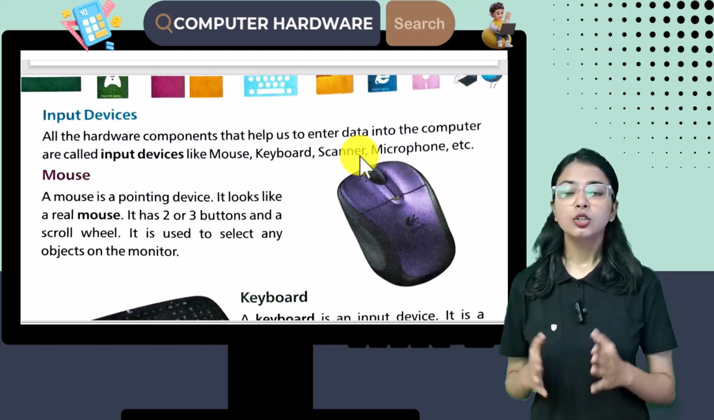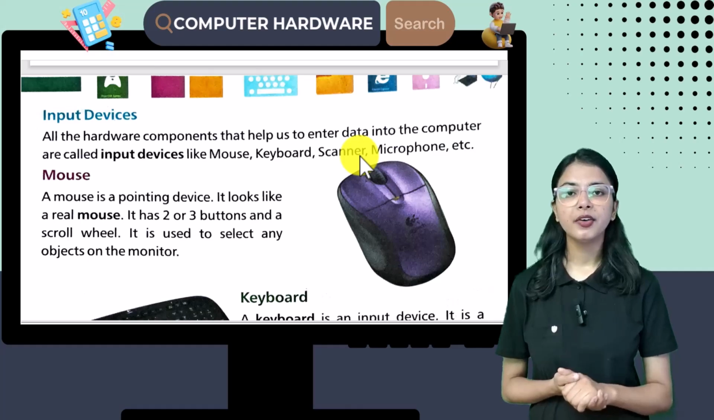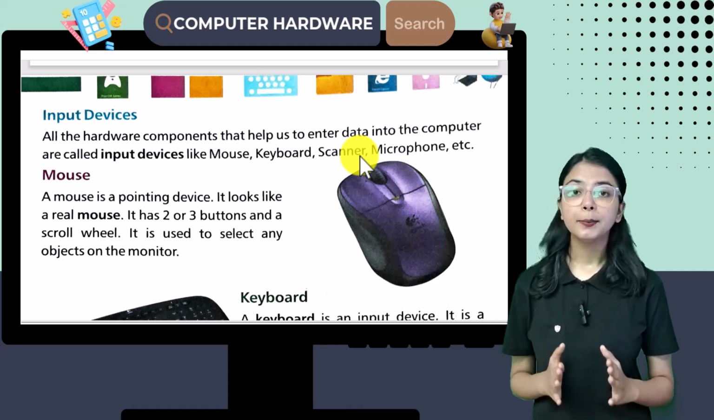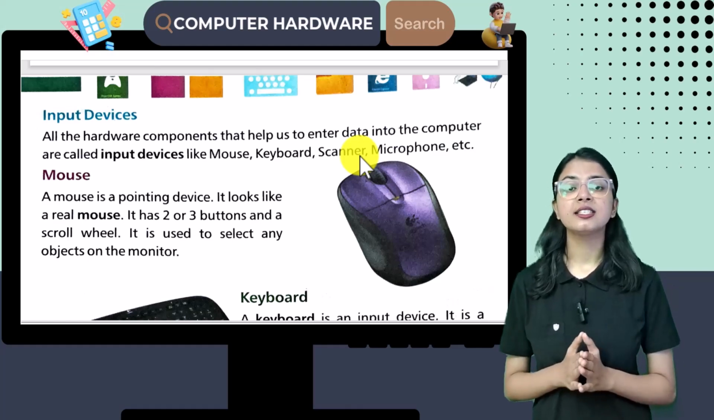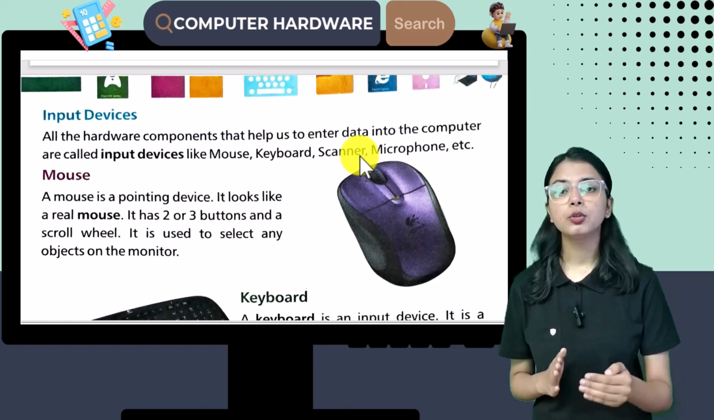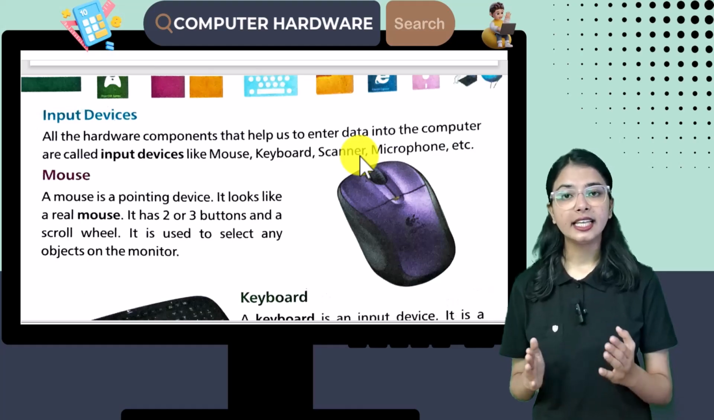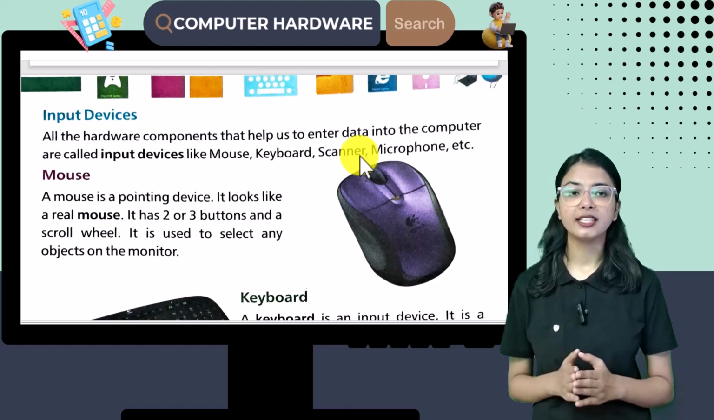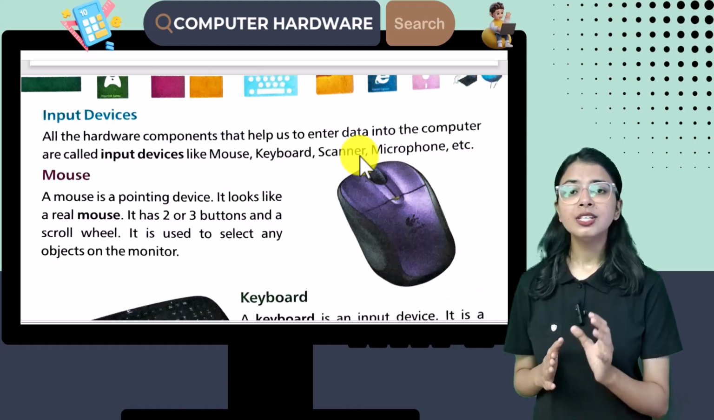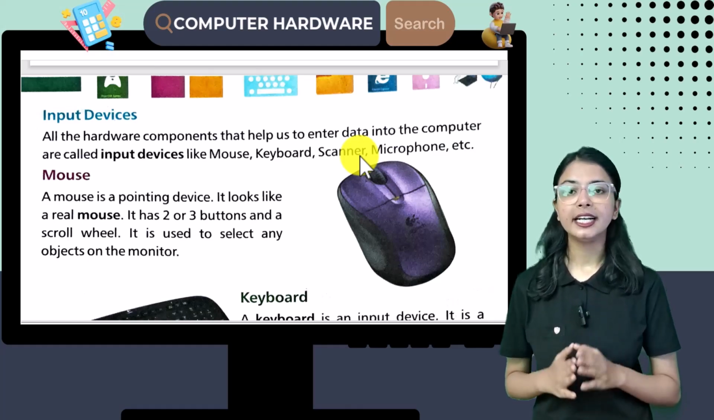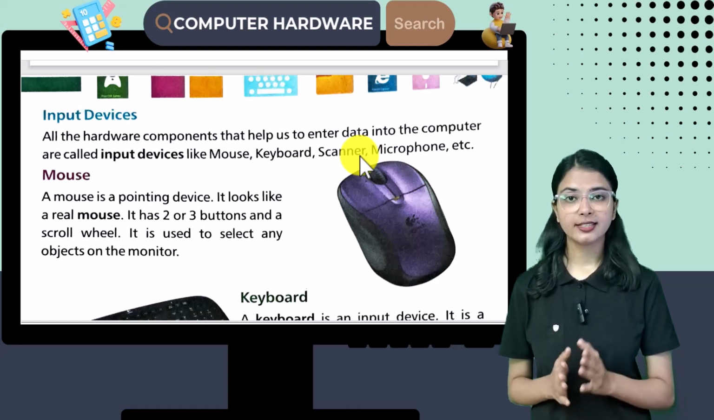Okay, students. So what are the examples of input devices? Mouse, keyboard, scanner, microphone. All these devices are used to give input to the computer. That's why they are called the input devices. Okay, students. Next is mouse. We will study the input devices in detail. So your first input device is mouse.